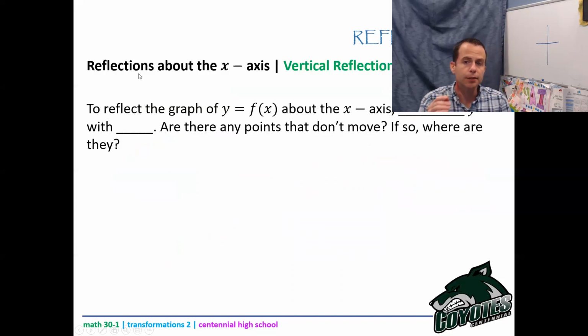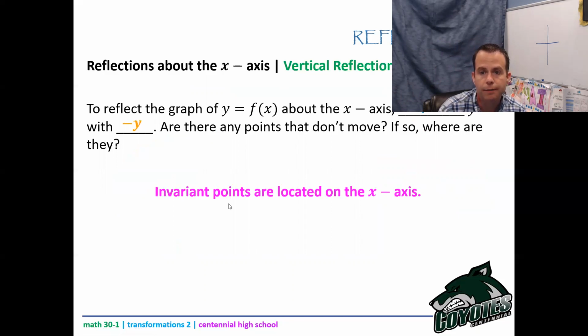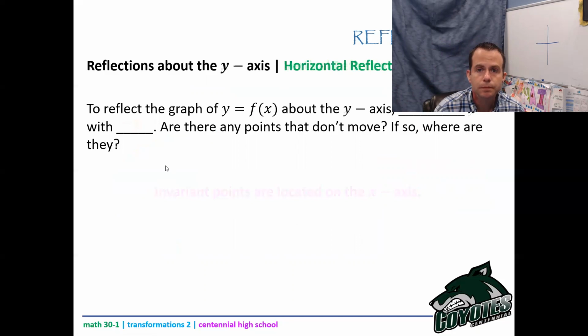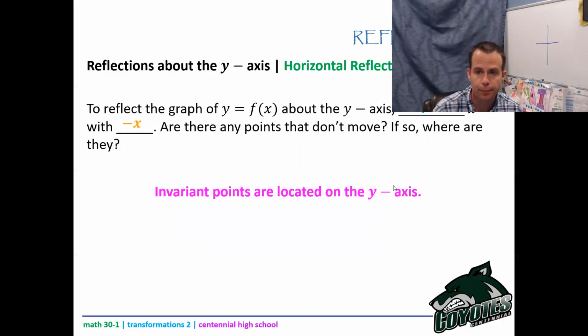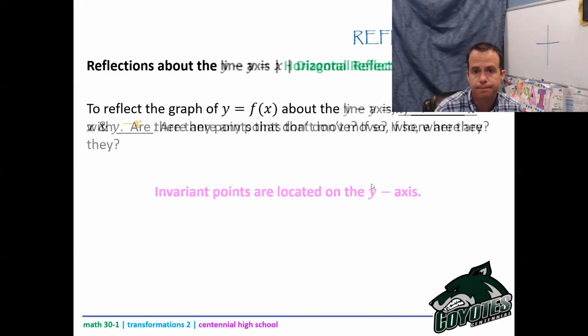To reflect the graph of y equals f of x about the x-axis, replace y with -y. Are there any points that don't move? If so, what are they? The invariant points are located on the x-axis, which is the mirror line, okay? Horizontal reflections: to reflect the graph of y equals f of x about the y-axis, replace x with -x. Are there any invariant points? Yep, they are the ones that are located on the y-axis, okay?